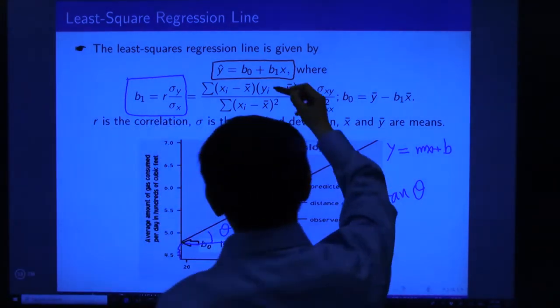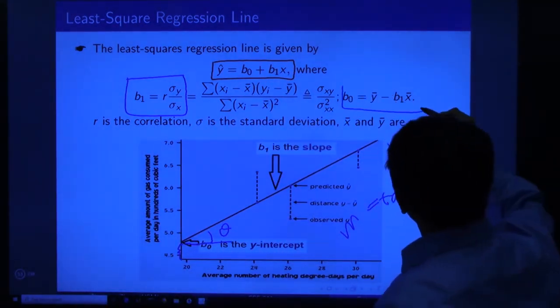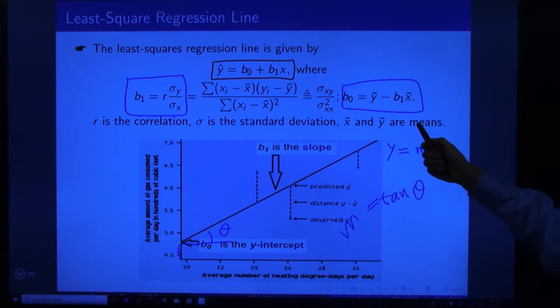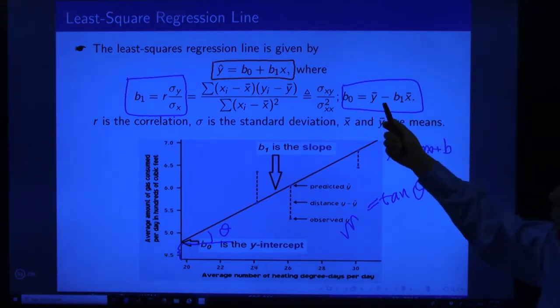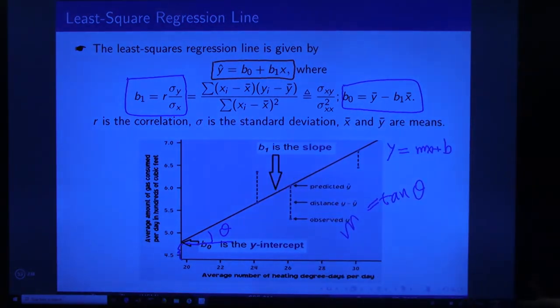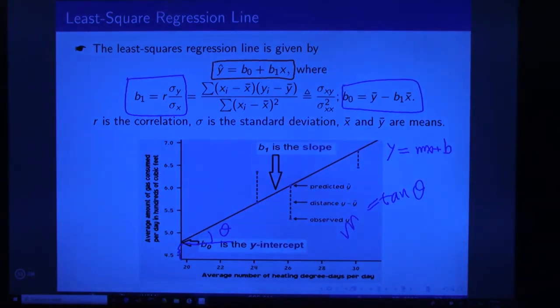The next one is to try to find the y-intercept. The y-intercept will be equal to y bar minus b1 times x bar. X bar is the mean of x, y bar is the mean of y, and b1 is calculated from here. So that's why we calculate b1 first, then we calculate b0 second. Once we calculate b1 and b0, we plug into here, then we get the line. It's very simple.